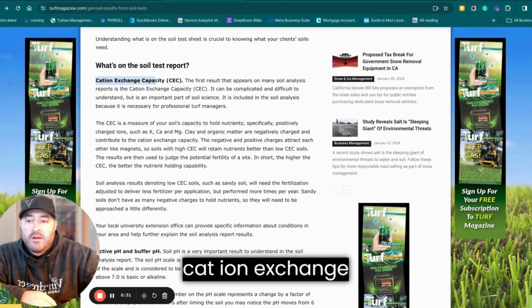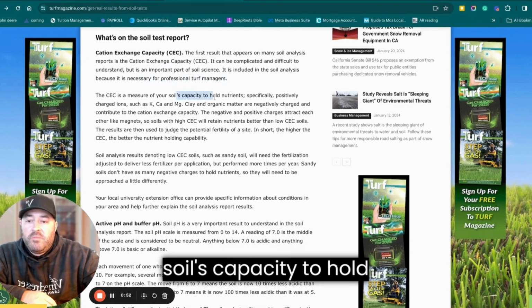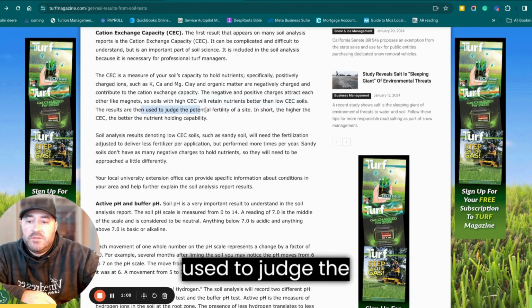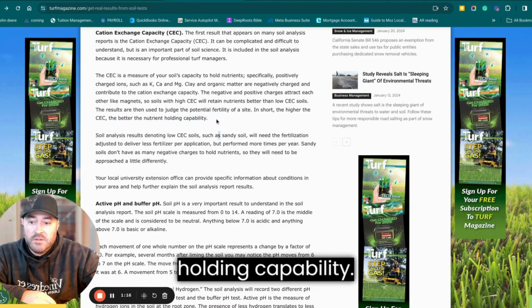So, cation exchange capacity. This is the first result that appears on many soil analysis reports. It is complicated and difficult to understand, but it's an important part of soil science. It's included in soil analysis because it's necessary for professional turf managers. All right, so the CEC measures your soil's capacity to hold nutrients. Soils with high CEC will retain nutrients better than low CEC soils. The results are then used to judge the potential fertility of a site. In short, the higher the CEC, the better the nutrient holding capability.